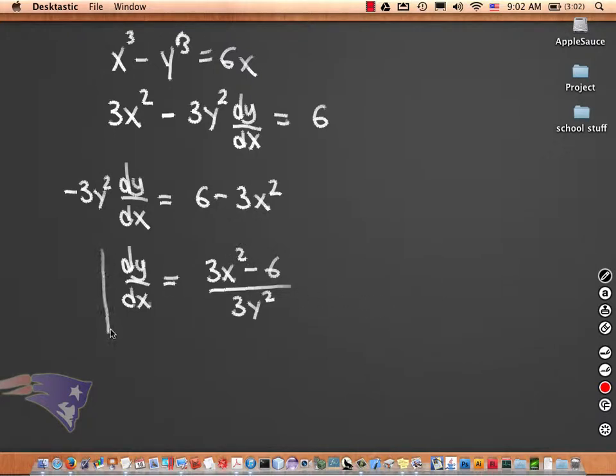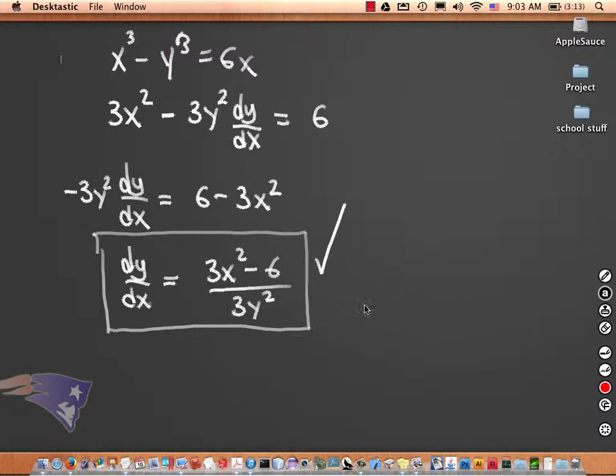And my claim is that this implicit derivative is exactly the same as the other derivative we got. Now, a lot of this already looks the same. We still have a 3x squared minus 6 here, over 3. What would I substitute for y squared? What did we get when we solved for y? X cubed minus 6x to the 1/3 power. So if I put this in, and if I square a 1/3 power, I get a 2/3 power. So this is exactly the same as the derivative that we did before. Does that make sense?